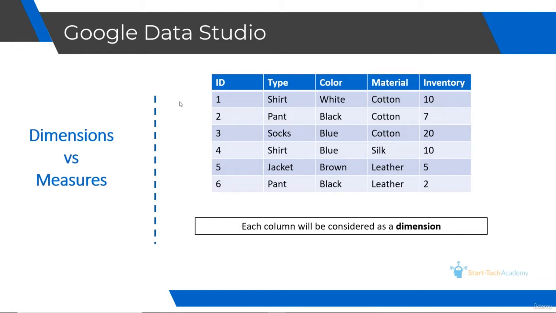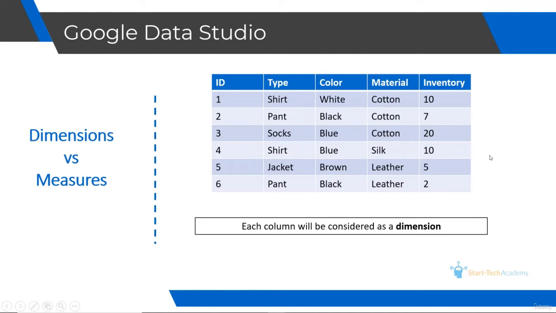And I have 6 rows. Each row corresponds to some product that I sell in my shop. Each of these columns represents an attribute or a characteristic of that product. That is, this color column is telling us the color of each product. This inventory column is telling us the number of that particular product in my inventory or in my storage.